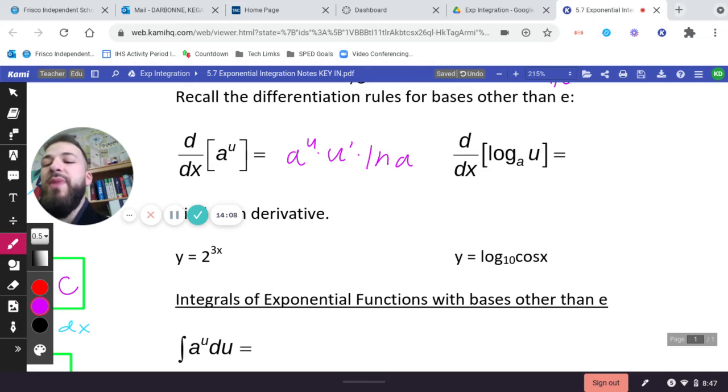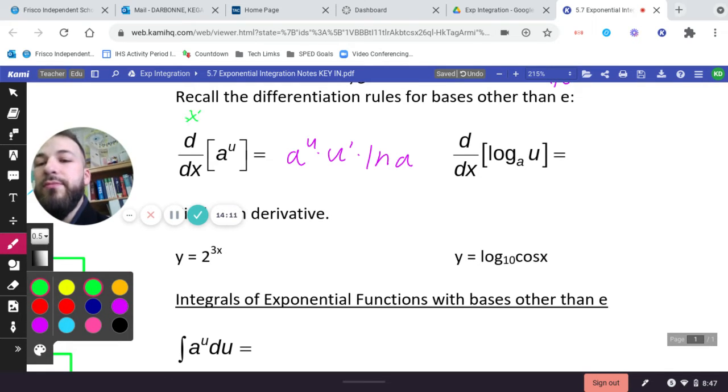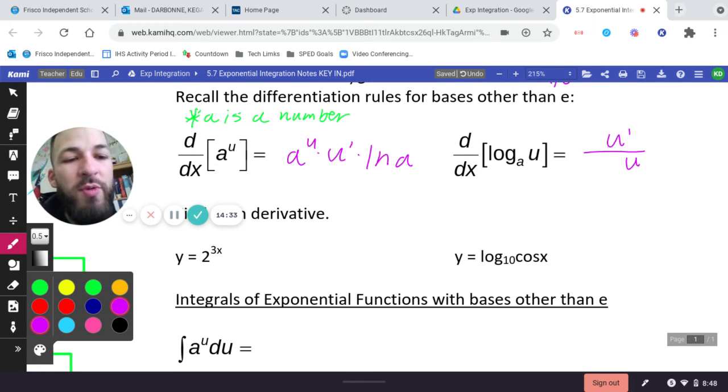Okay, and just as a reminder, with all of these, a is a number. Just to help us out. Okay, and then same thing, d over dx of log base a of u is the same as our natural log. It starts out the same, at least, with u prime over u, but we do get this extra natural log of a down in the bottom with our u. So both of them are very similar to e to the u and natural log of u, but we get that extra natural log of a term multiplied into them.